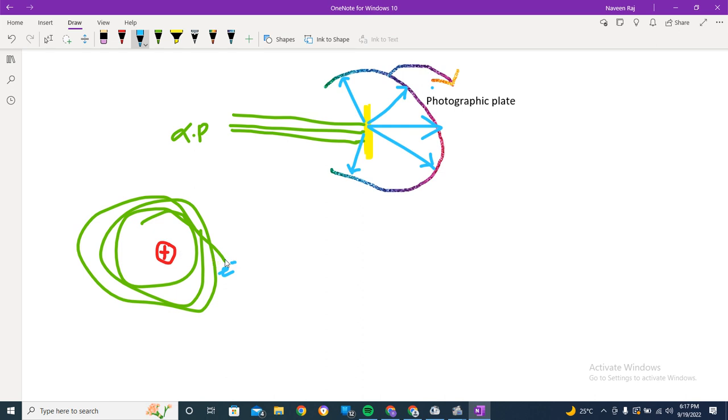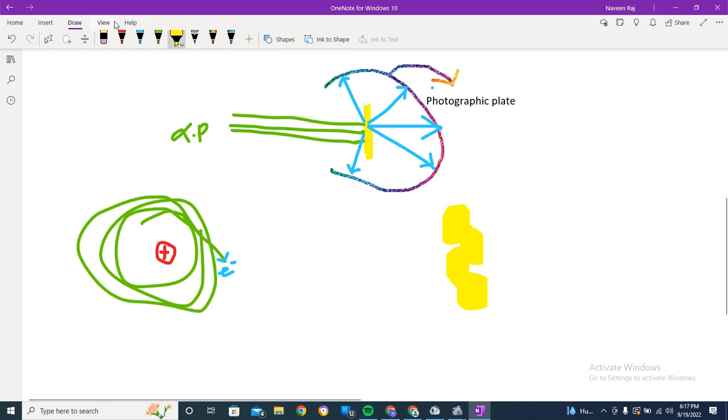Let me make the arrows, and he just said that this is happening. And what he gave as the reason behind these reflections, let me make it more clear, looking deep into it. So this was the gold foil atoms. This was the first atom, this was the second atom, this was the third atom, this was the fourth atom.